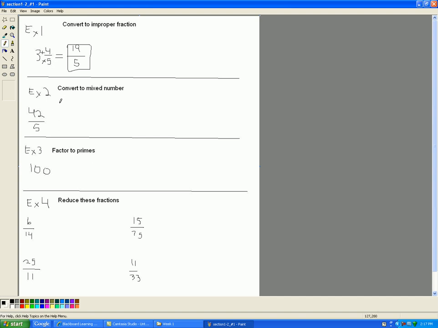Now here's a case where we have to convert an improper fraction to a mixed number. An improper fraction is a fraction in which our numerator, the top one, is bigger than our denominator, the bottom one. You can see that 42 is definitely bigger than 5, so this is what we call an improper fraction.